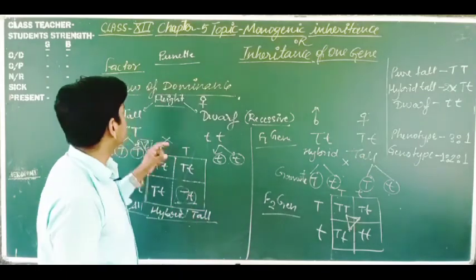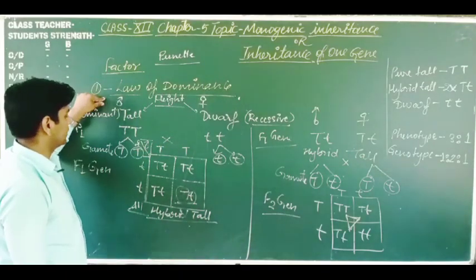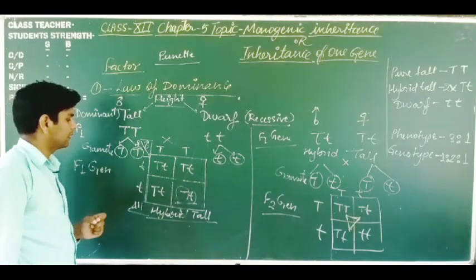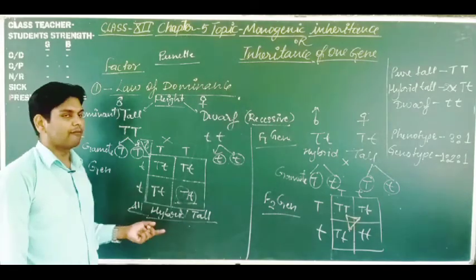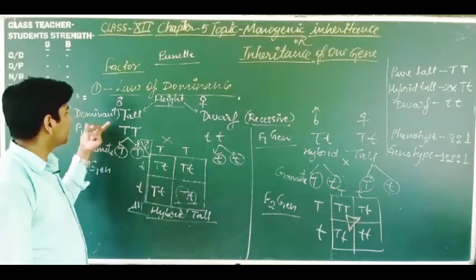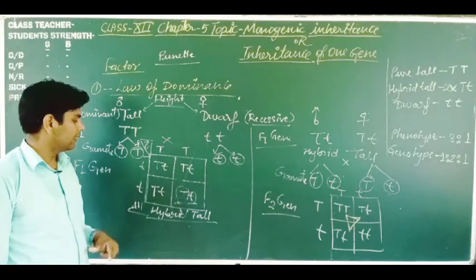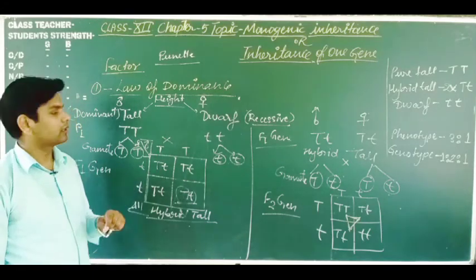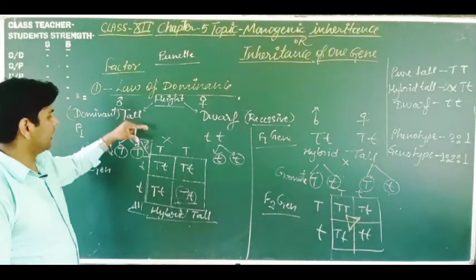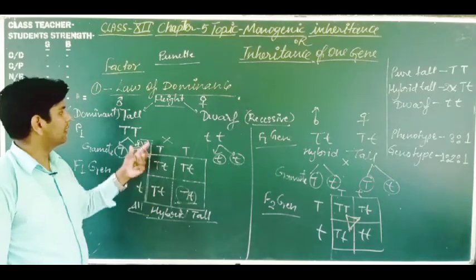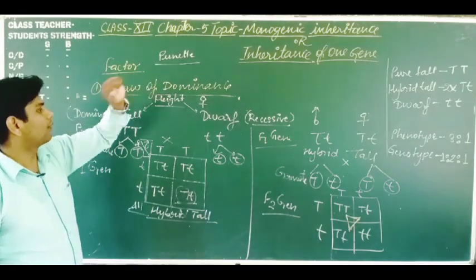Got it? So this is the law of dominance. It proves that only one character, or one trait, appears in the F1 generation. This trait is known as the dominant trait, and the other trait is hidden. This is known as the recessive trait. So dominance is shown in the F1 generation. That is why this law is known as the law of dominance. Got it?